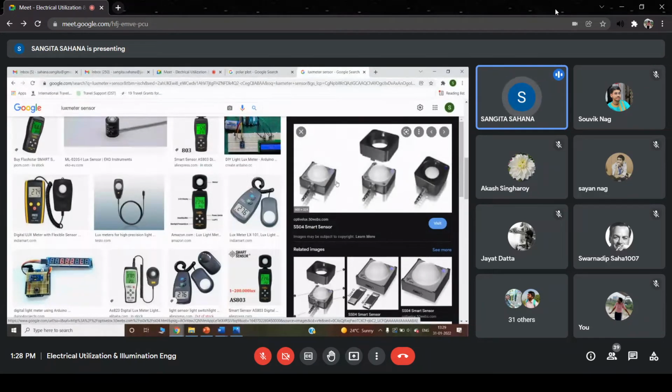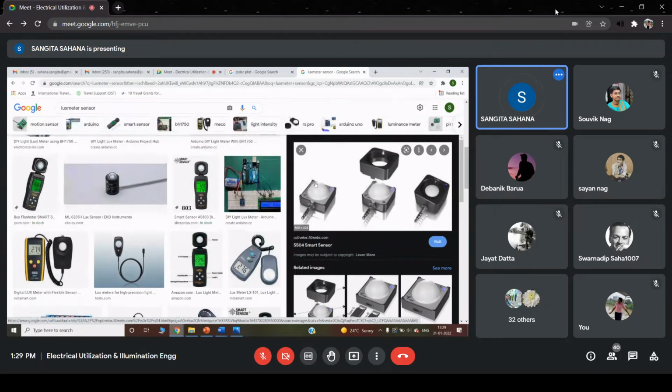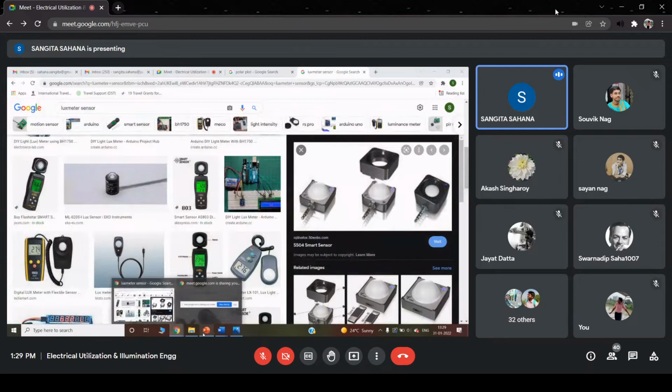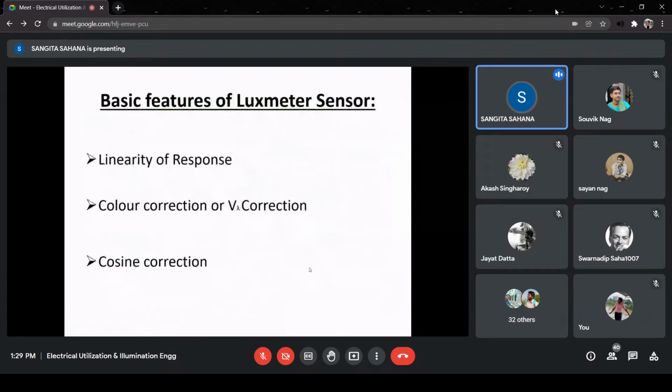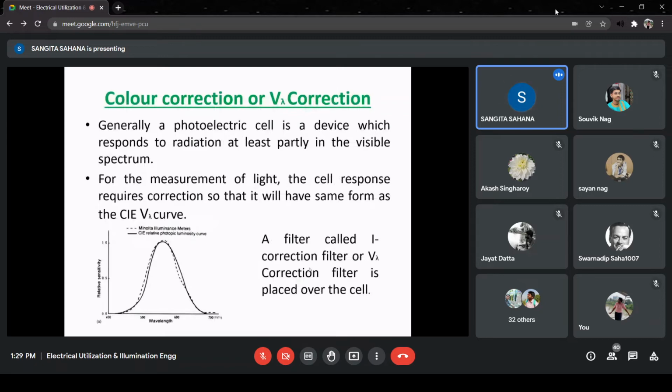So that's why this cosine correction filter is placed over the V lambda correction filter. So at first there is the material. The material will be light responsive, light sensitive. The response will be linear. Then we have to place one V lambda correction over that just to make it the same as the human eye. Then we have to put up this cosine correction filter. Why cosine correction filter? So that I theta will be I max cos theta. It will follow Lambert's cosine law. So any lux meter sensor will follow these three properties: the linearity of response, the color correction filter or V lambda correction filter, and the cosine correction filter.